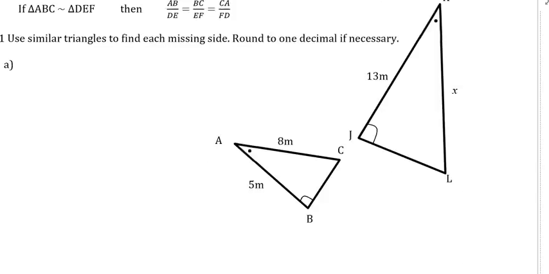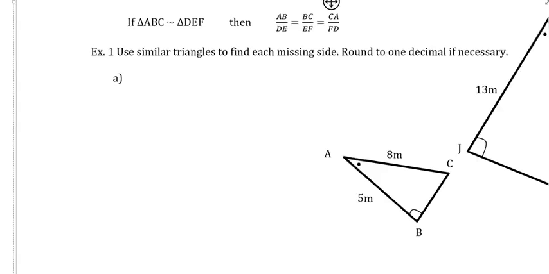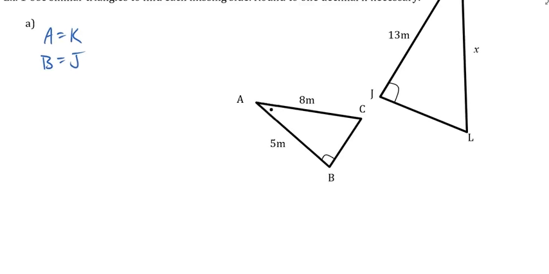Taylor? B and J. Awesome. And so then the last one has to be the last two that are left. So that's C and L. So we happen to do A, B, C in alphabetical order. K, J, L isn't in alphabetical order. So we're going to write our similarity statement. Triangle ABC is similar to triangle KJL.